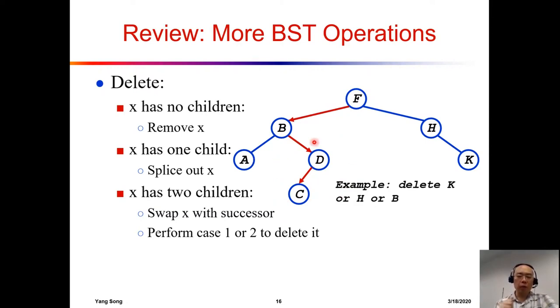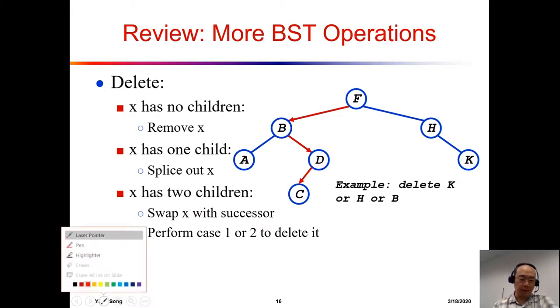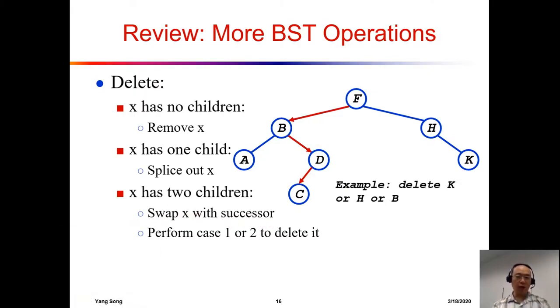So if we want to do the first step, swap X with the successor, what will happen is like this. Let me write here. If you want to swap B with the successor, the new value here will be C, and B will be swapped here. Sorry for my handwriting, that's really awful. So this is the first step: we are swapping B with the successor C.